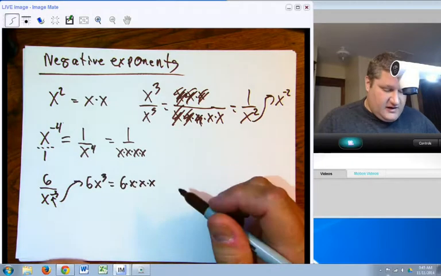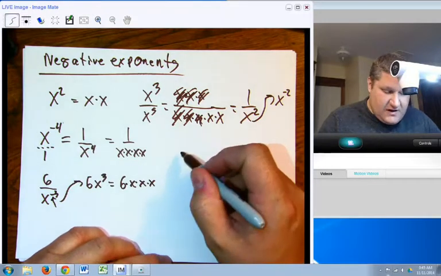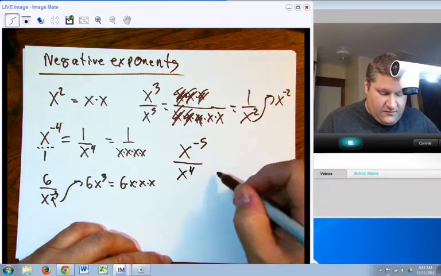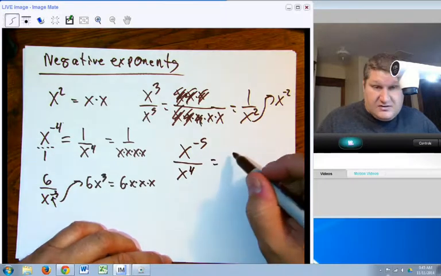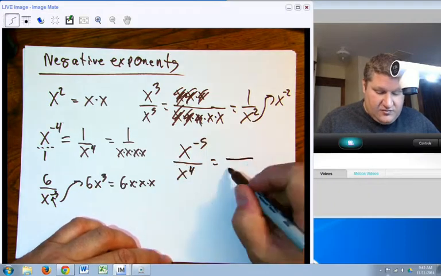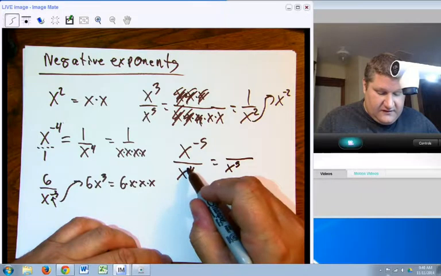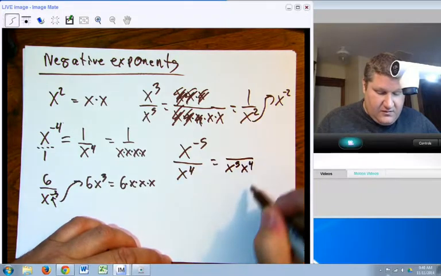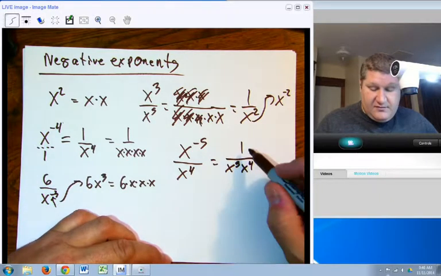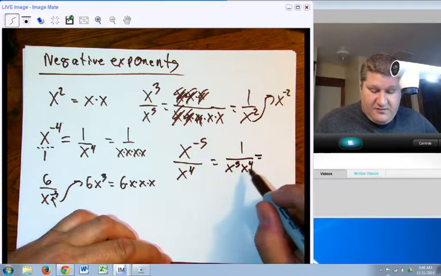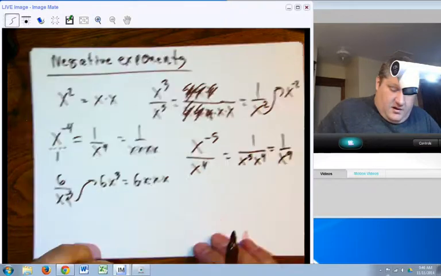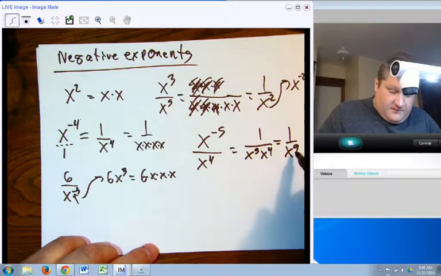Now what's really interesting is when you get to something as follows. x to the negative fifth over x to the fourth. Well, this in the top says I'm in the wrong spot. I need to go to the bottom. This is in the bottom and it has a positive exponent, so it stays right where it is. And so I have 1 over all that stuff because the only thing left in the top is 1. But now in the bottom I have 5 of them and 4 of them, which makes 1 over x to the ninth.